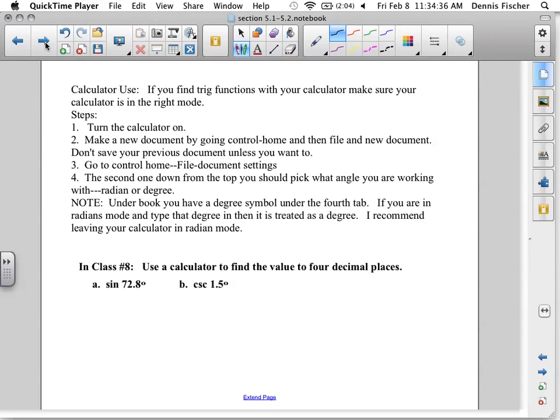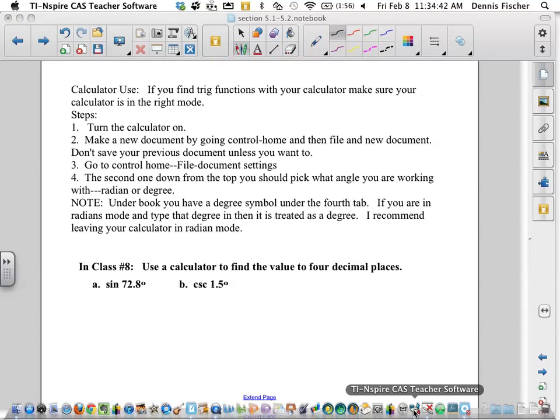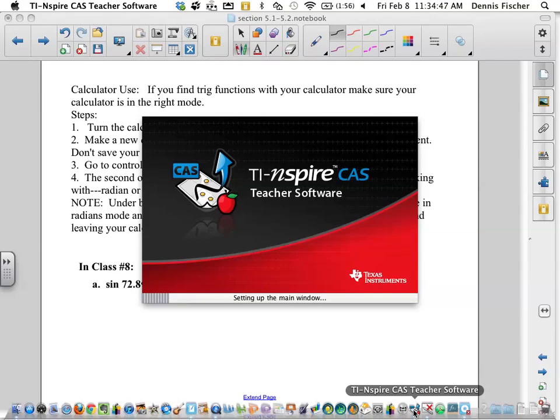If you go on your calculator, my calculator up here, I'll show you a couple things here. There's a couple ways of doing it.